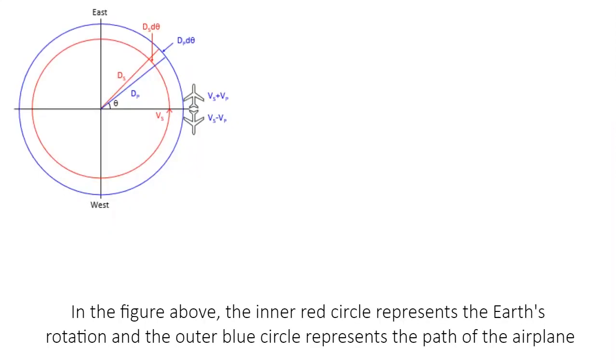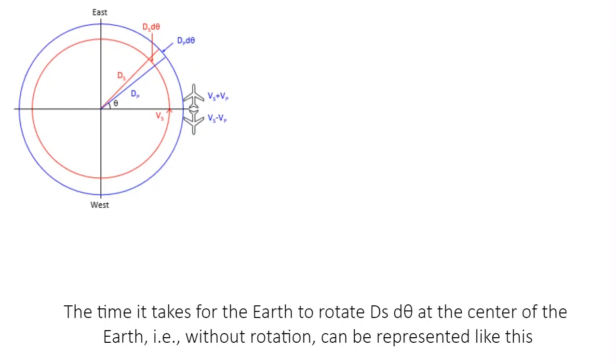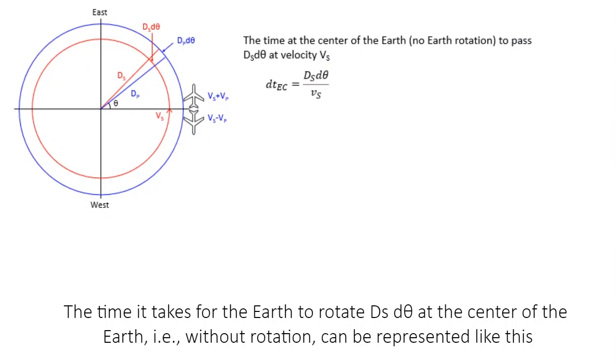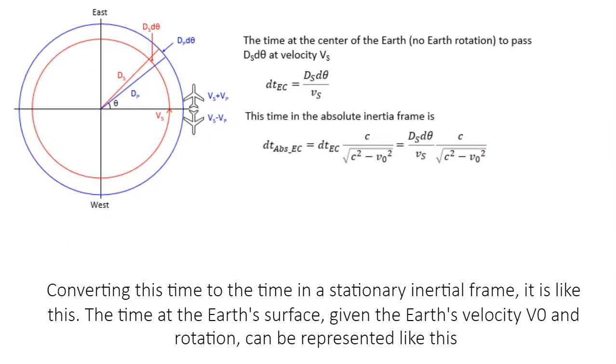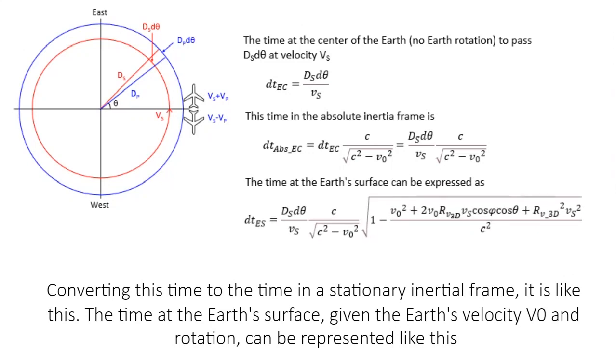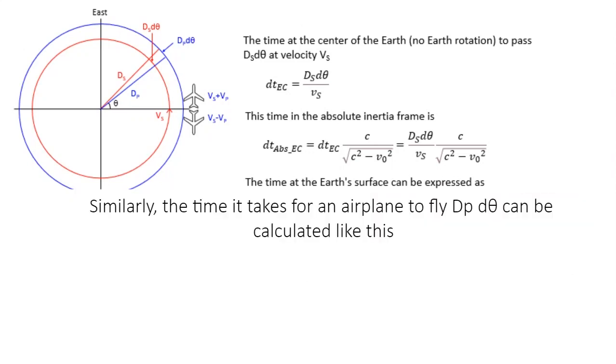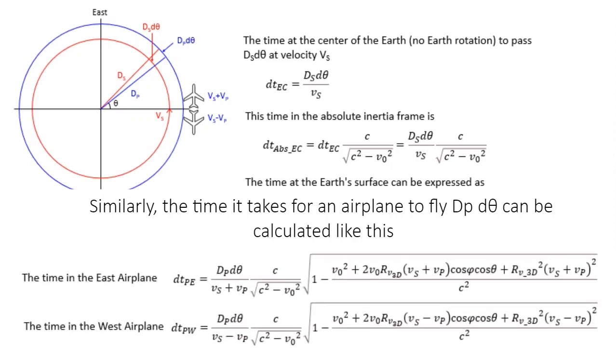In the figure above, the inner red circle represents the Earth's rotation, and the outer blue circle represents the path of the airplane. The time it takes for the Earth to rotate d theta at the center of the Earth, i.e., without rotation, can be represented like this. Converting this time to the time in a stationary inertial frame, it is like this. The time at the Earth's surface, given the Earth's velocity v0 and rotation, can be represented like this. Similarly, the time it takes for an airplane to fly d theta can be calculated like this.